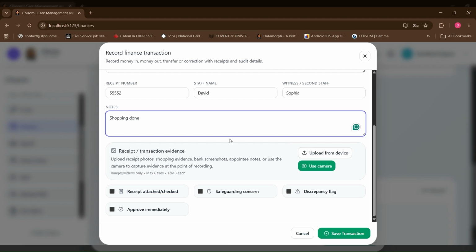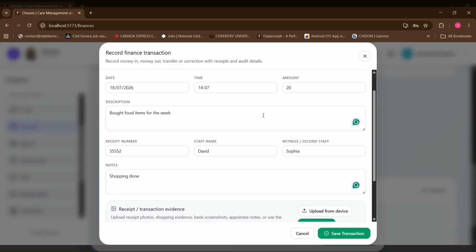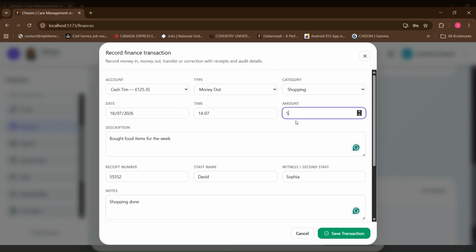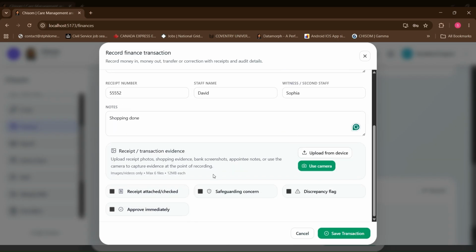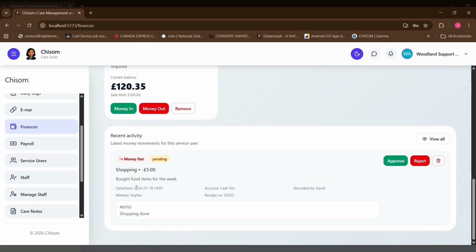Yeah, so now if I click on save transaction, receipt confirmation is required for expenses of £20 or more. Okay, so let me reduce it. Let's say this was £5. I don't want to input a receipt, but you can put one. So now, initially it was 125, now it has dropped to 120, and then management can approve it or reject it.